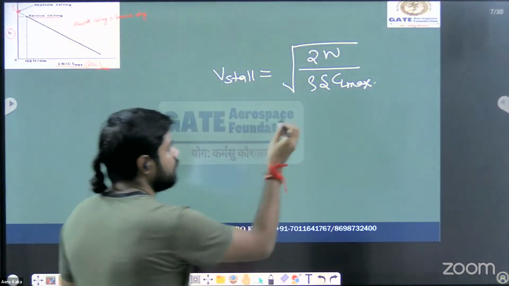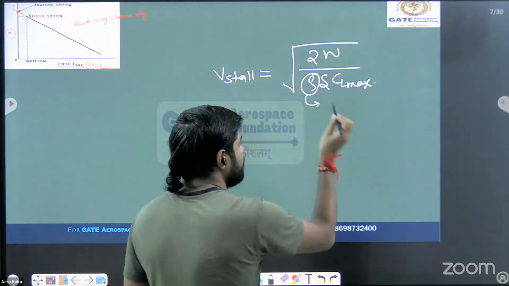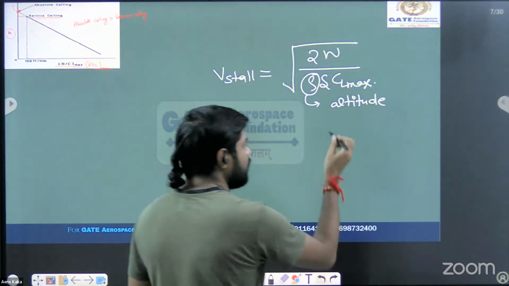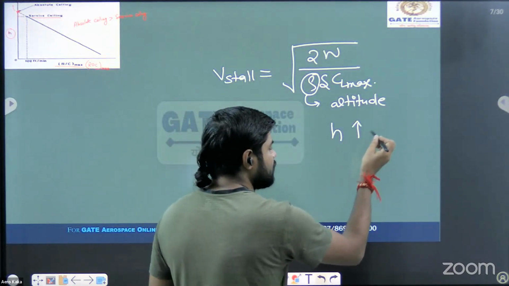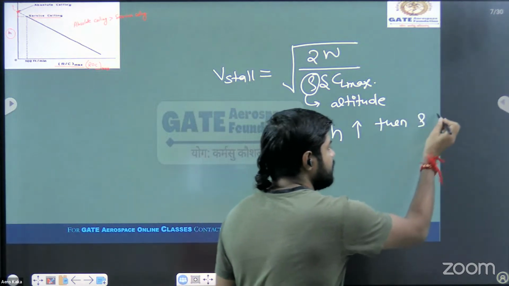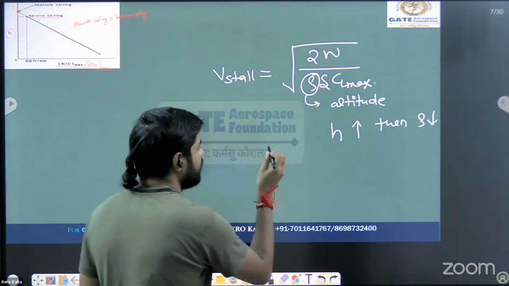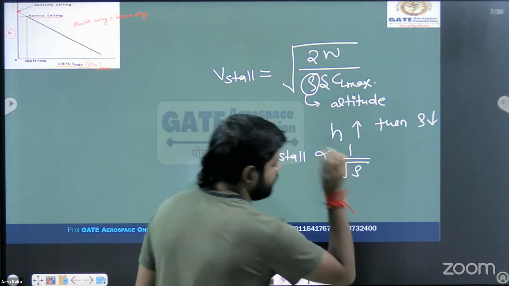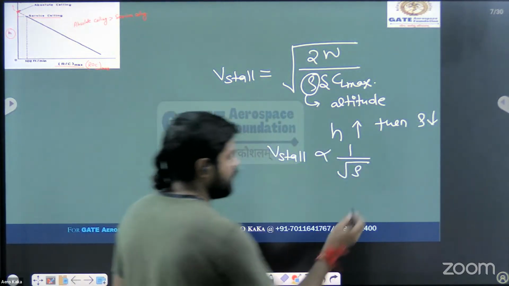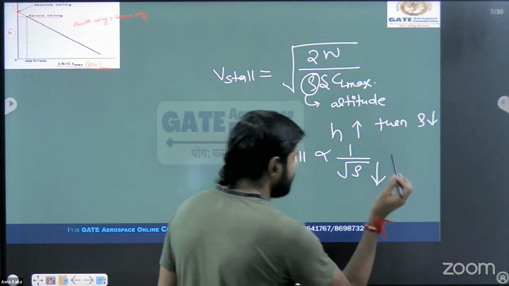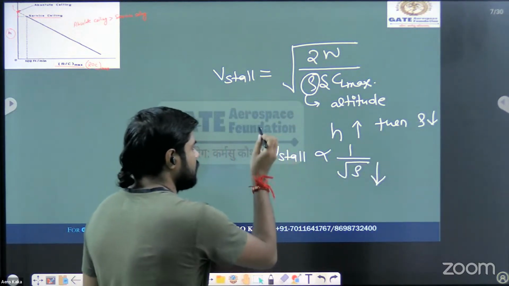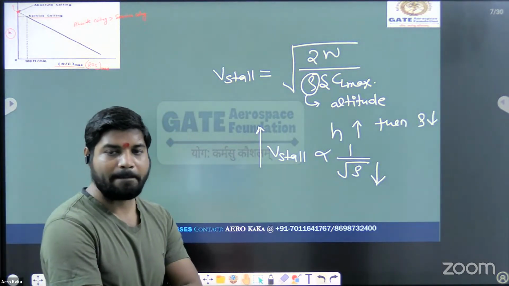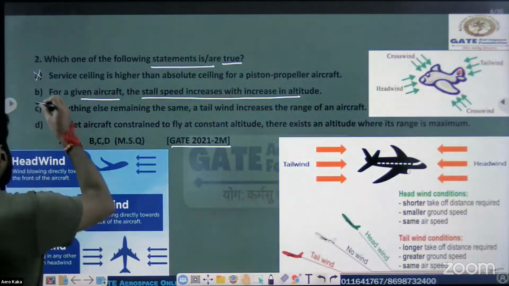They're asking for a given aircraft, whether the stall speed increases with increase in altitude. Just comment. Now, here density is the parameter associated with altitude, right? Because as the altitude increases, your density decreases. So as the altitude increases, this density value decreases, then your stalling speed increases, right? Check please. Yes, sir. Clear? So your option B is correct.